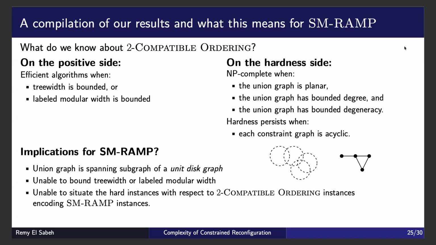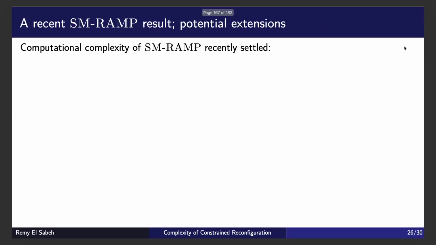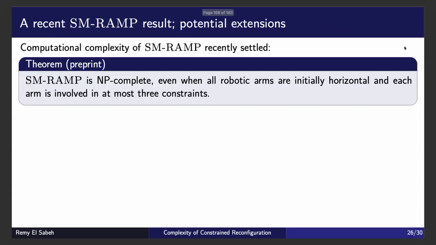So we were not able, so that was our initial goal. We wanted to get something out of looking at state pattern ordering. We were not able to do this. Now, the good news is we were able to settle the complexity of SMRAMP using completely different tools. So that happened a bit later. That's probably something I'll be talking about in my next talk.